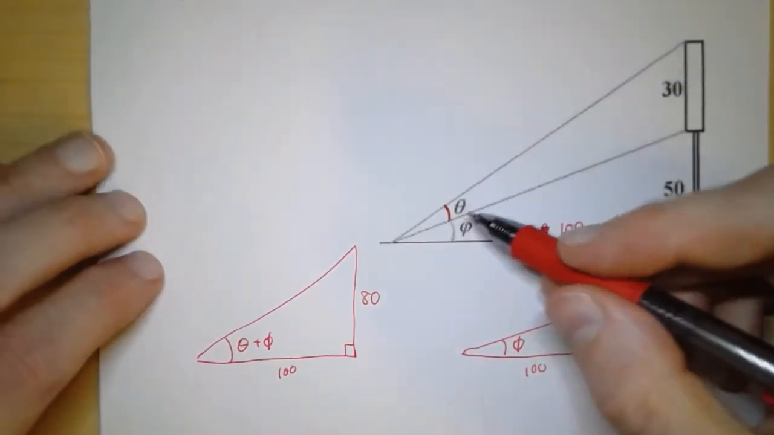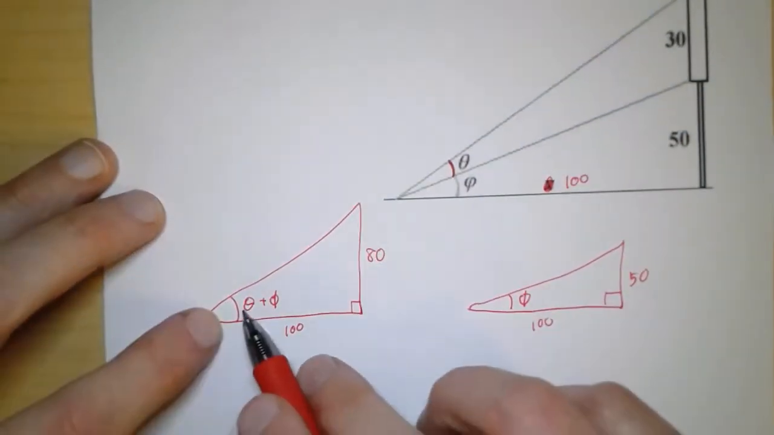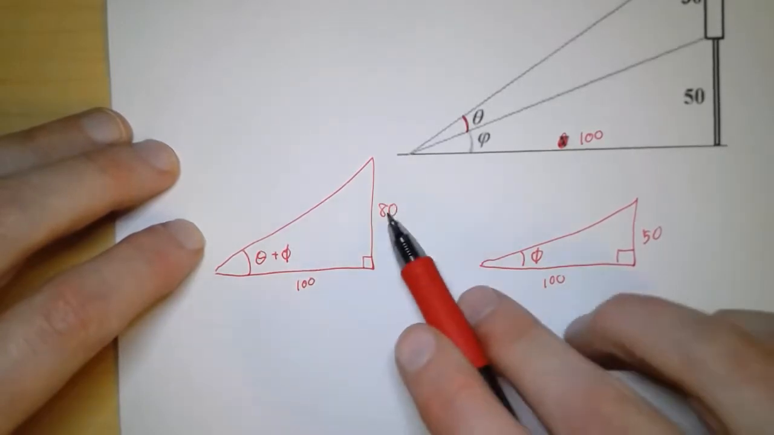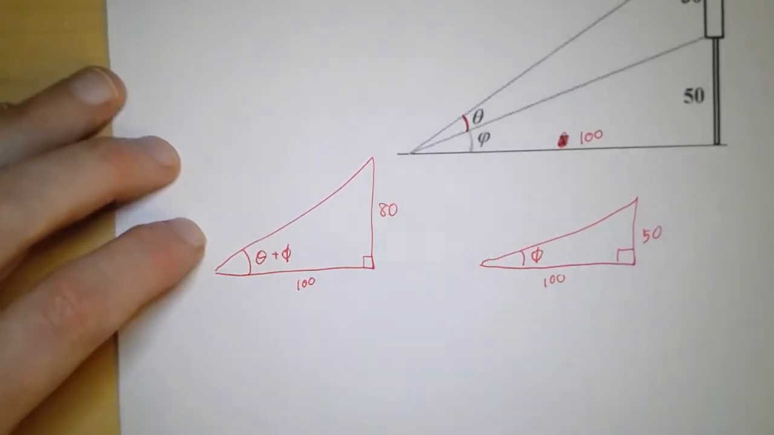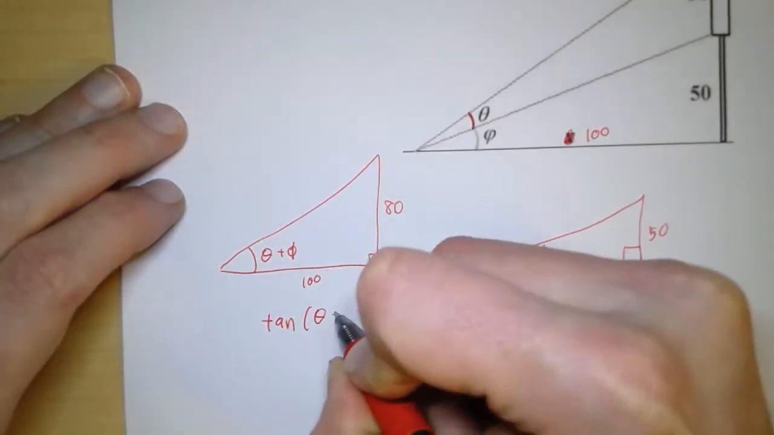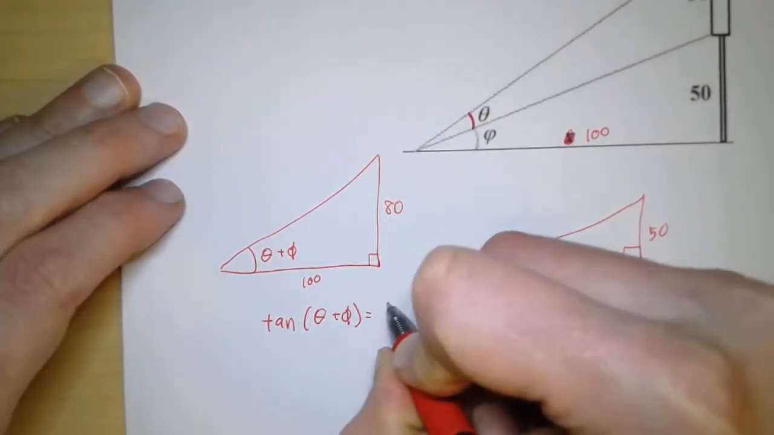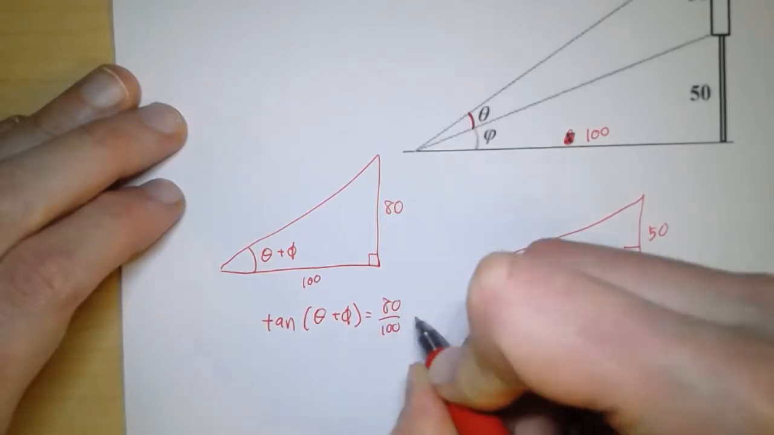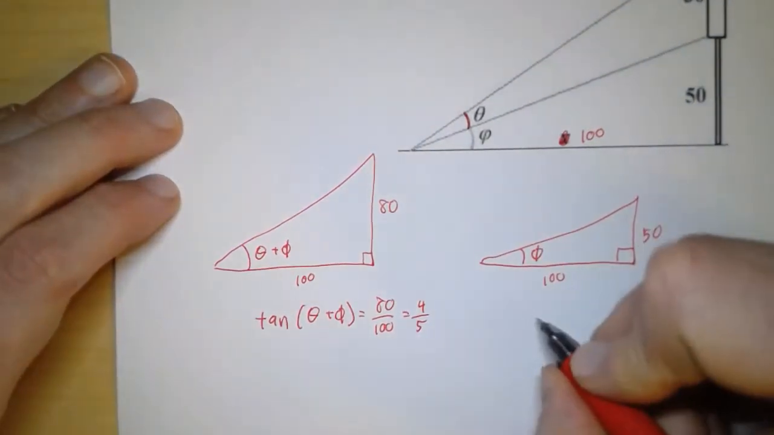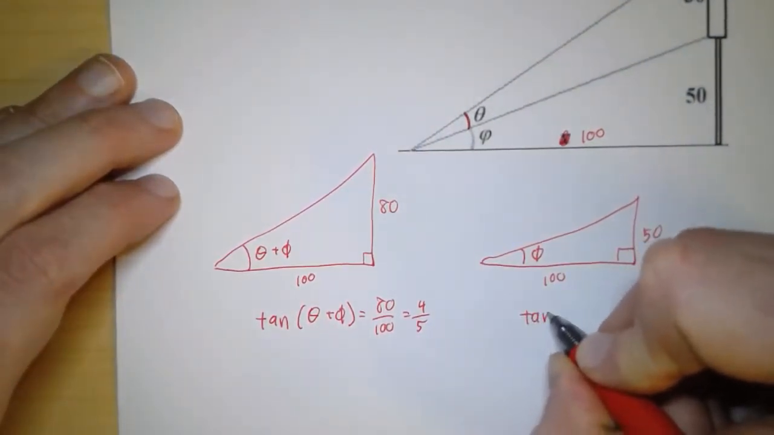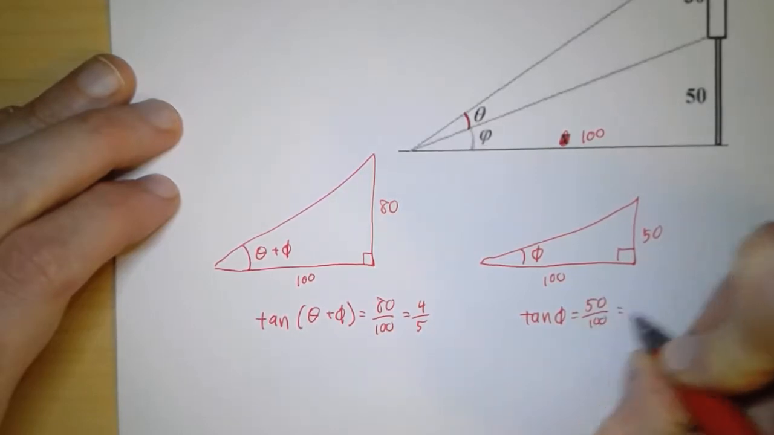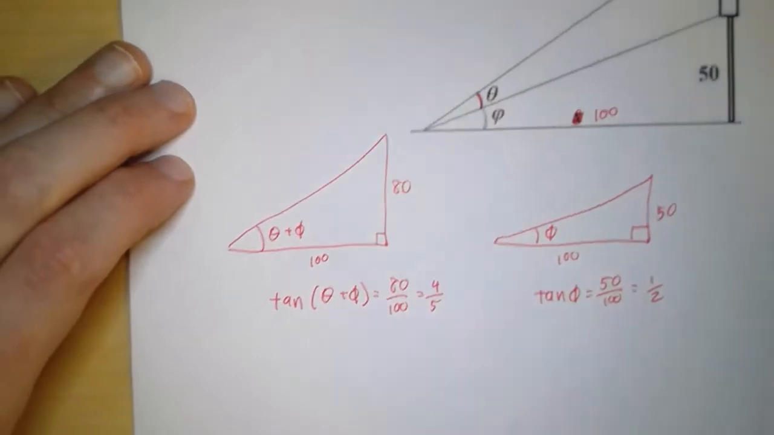Now what we want is theta. So what we're going to do is find this angle and this angle. Now for both triangles we know the opposite side and we know the adjacent side. So we can write this as tangent of theta plus phi, and that equals 80 over 100. And for simplicity's sake, I'll simplify that to 4/5. And over here, I've got tangent of phi, and that equals 50 over 100, or just more simply, 1/2.